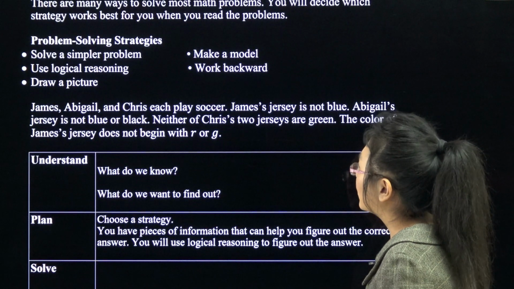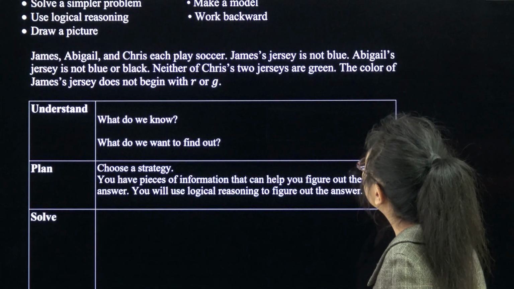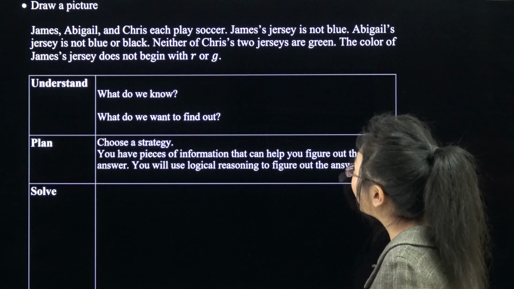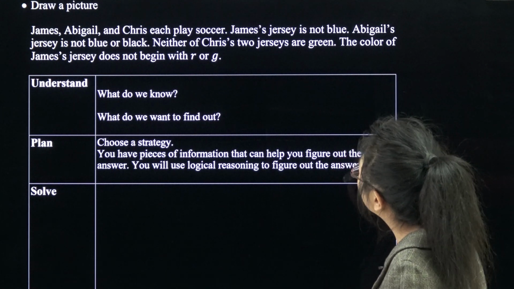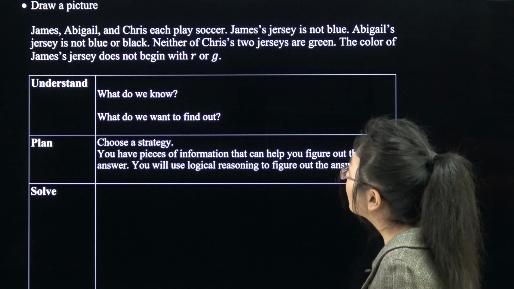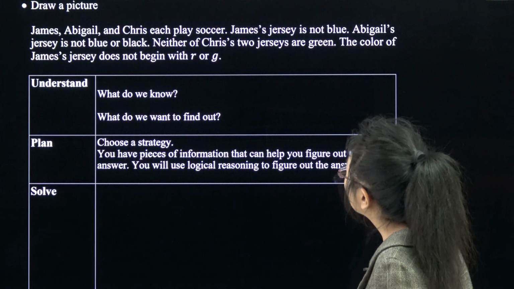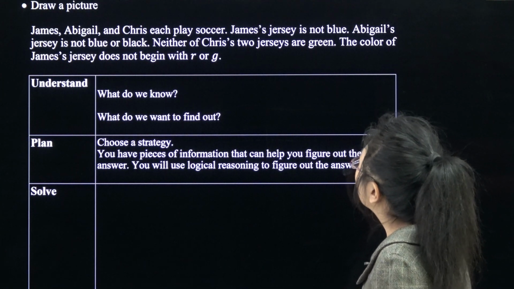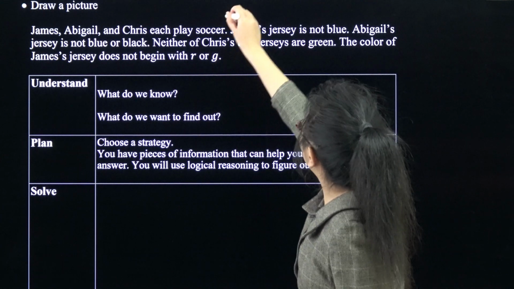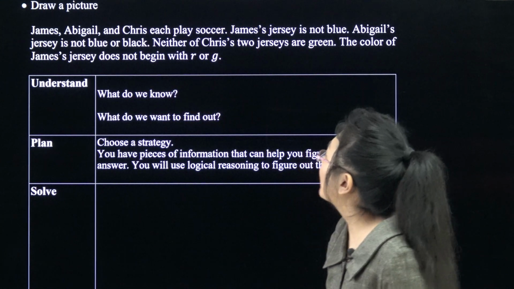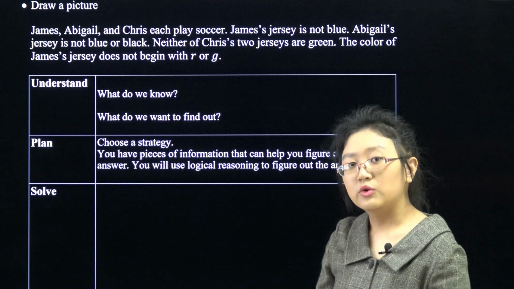James, Abigail, and Chris each play soccer. James' jersey is not blue. Abigail's jersey is not blue or black. Neither of Chris' two jerseys are green. The color of James' jersey does not begin with R or G. Okay, so what do we know? We know, well, this entire block. What do we want to find out? Who has what jersey?